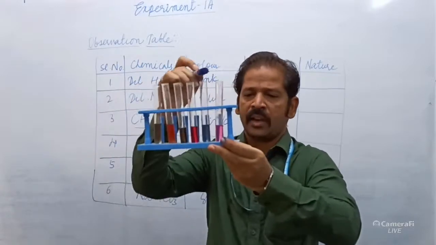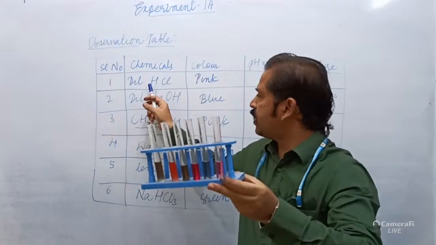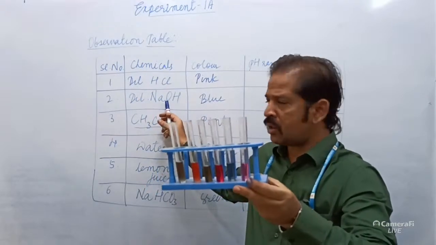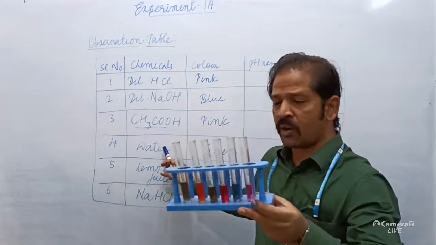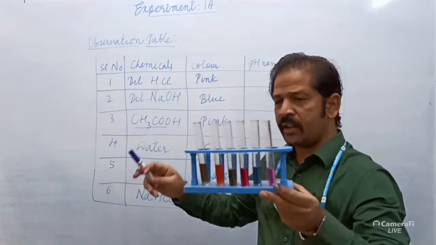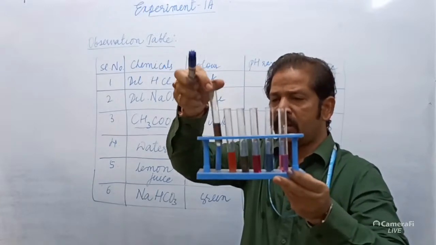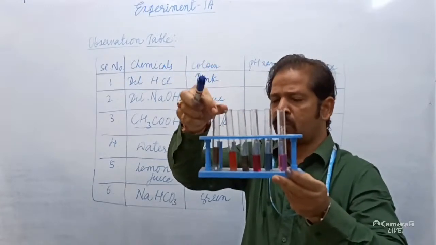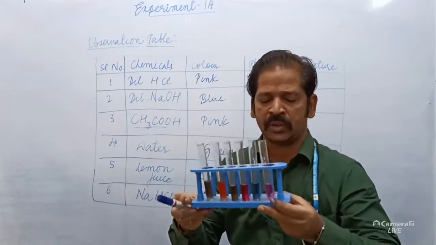It starts with the acid. It is dilute acid. Second is dilute NaOH. Third is concentrated acetic acid. Fourth is water. Fifth is lemon juice. Sixth is the last one. This one is still not mixing. So the last one is sodium bicarbonate solution.